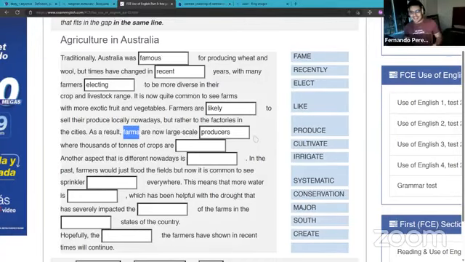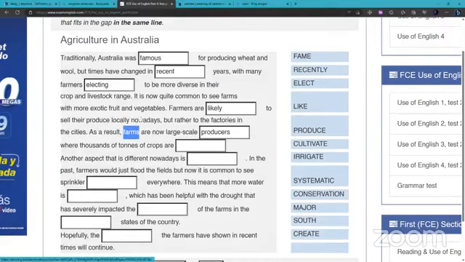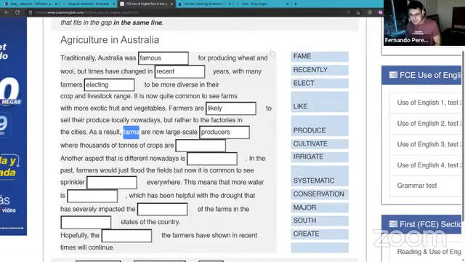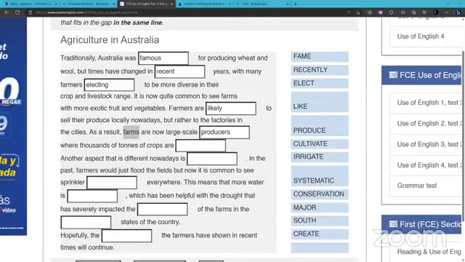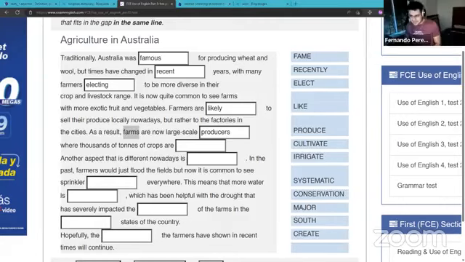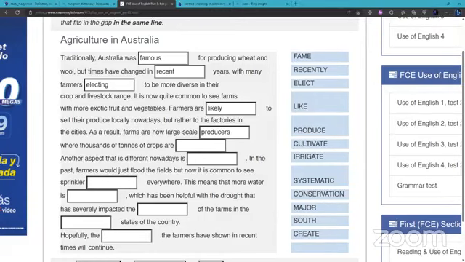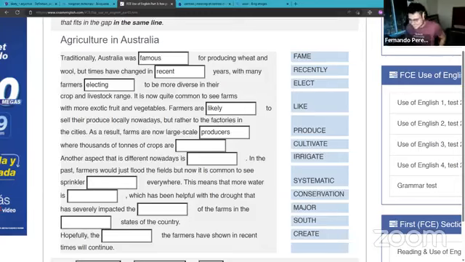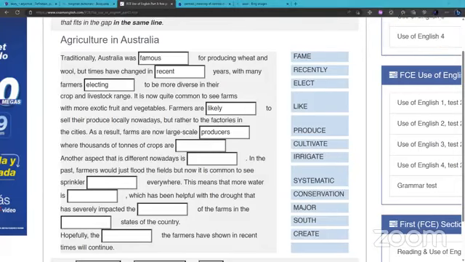Next, Silvana. As a result of Silvana? No, Silvana cannot speak, right? She's parking. I don't know why. But yes, because she's answering on the chat, but okay, let her work on the chat, and Isaac, you go with the next one. No, Silvana, it's okay. Silvana. Okay, as a result, farms are now large-scale producers where thousands of tons of crops are cultivated.